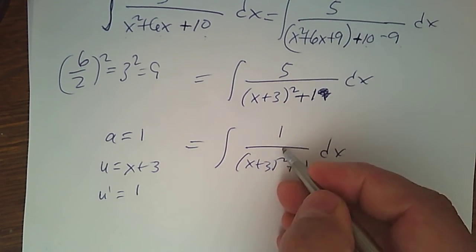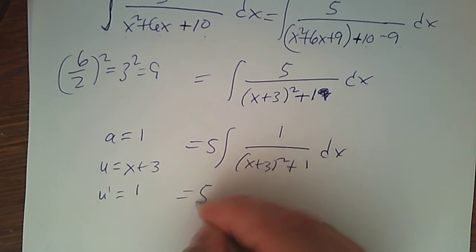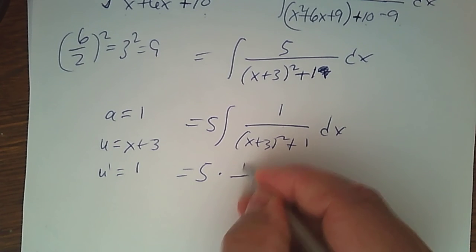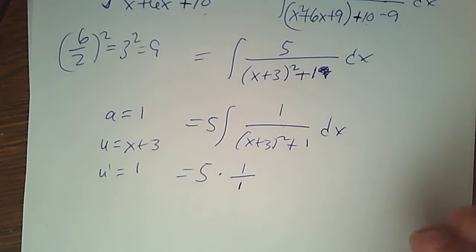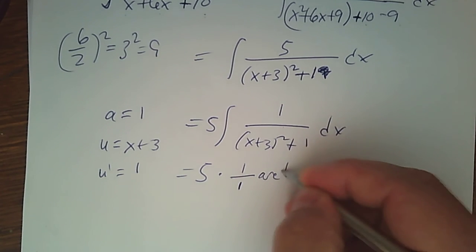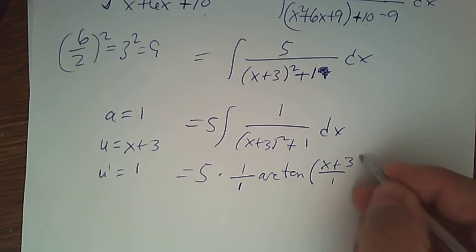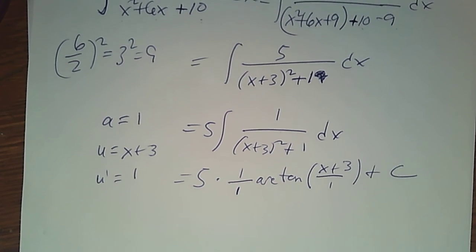And what was it before over what it became? I need a 5 in front. So my answer is going to start with 5 times a fraction, and it's going to be 1 over a. In this case, a is 1, so 1 over 1, which won't change anything, but it's good to know the form. And then u over a, which is x plus 3 over 1, or just x plus 3, and then plus the cookie.